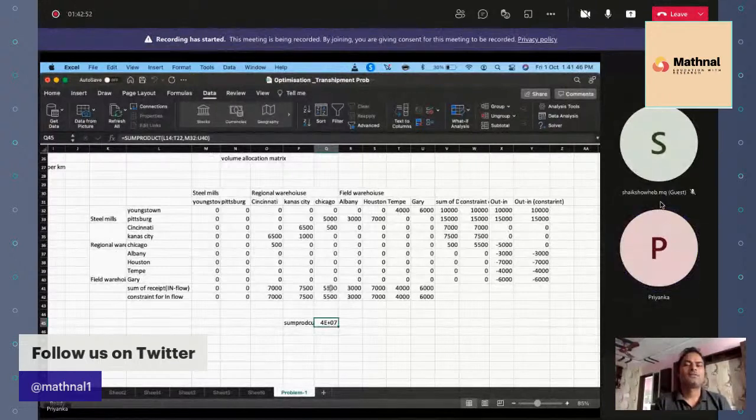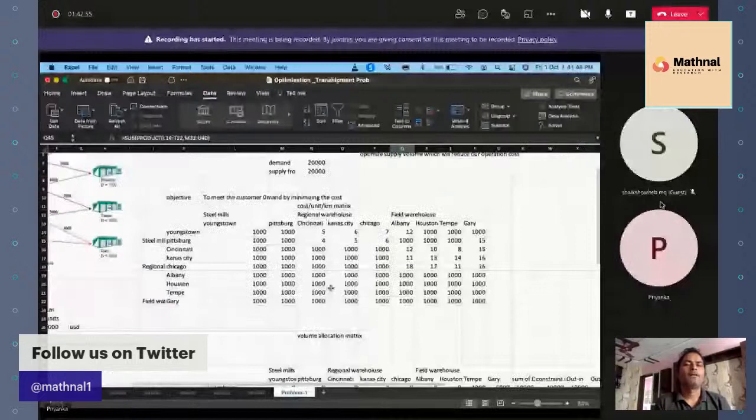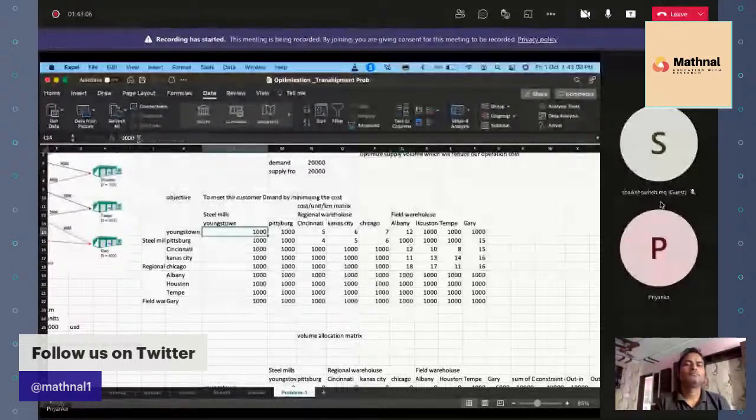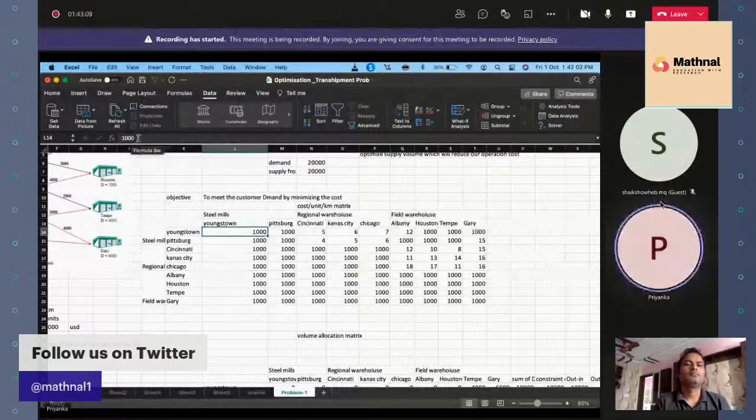This is satisfying everything, but I think we need to change the cost matrix. Let's make everything 1 lakh. Wherever 1,000 is there, make it 1 lakh. You have to add 2 more zeros. Yeah, drag it down.